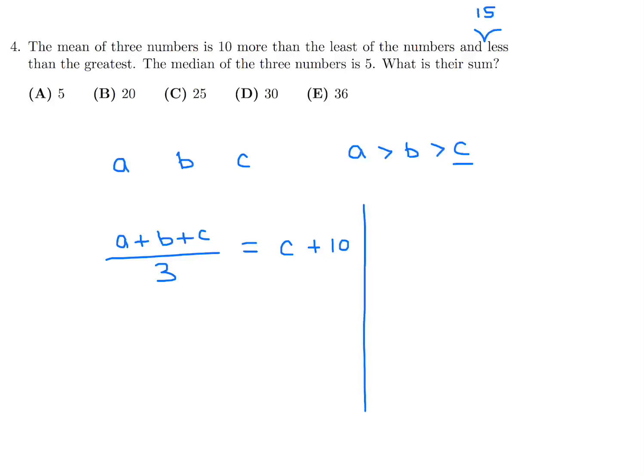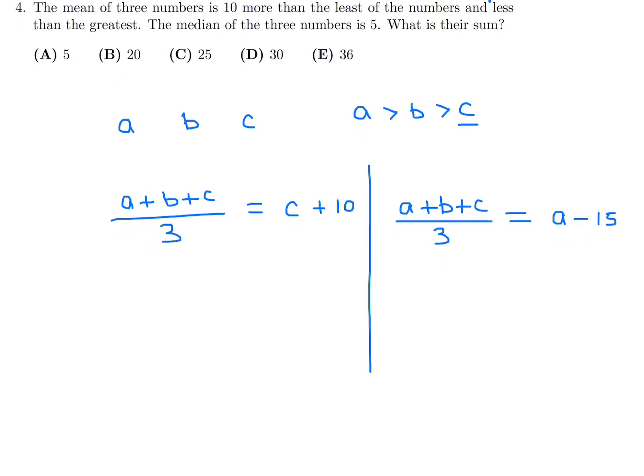Our next one will be the mean of the numbers is 15 less than the greatest. So again, the mean, A plus B plus C over 3, is 15 less than the greatest. So A minus 15, like that. So those are our 2 equations, and then we will work with these. But they also give us one more clue. Median of the 3 numbers is 5, so the middle number is 5. So that definitely will help us. So which equation do you want to start with? It doesn't really matter. We'll start with the first one.